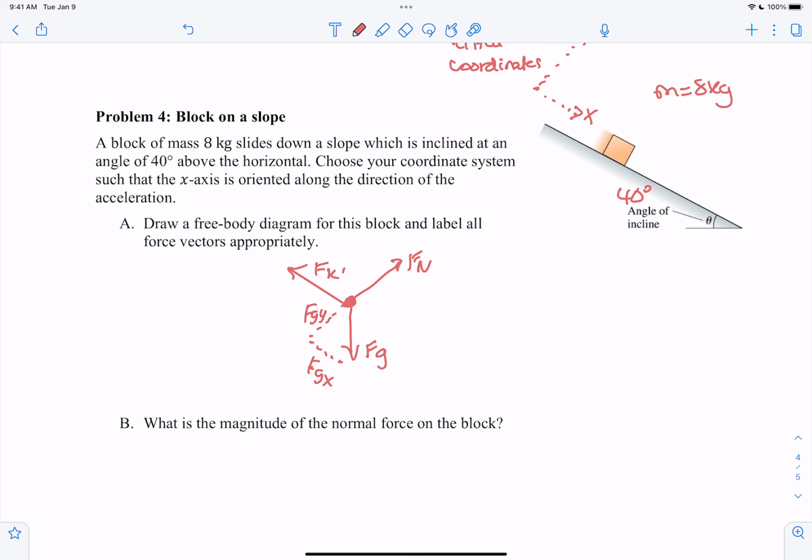Yeah, you have to draw Fgy and Fgx whenever you're doing tilted coordinates, because they're more likely than not to ask you about either calculating them out directly, or they might give them to you, for example, or you calculate them and use them to figure out normal force, or something like that.